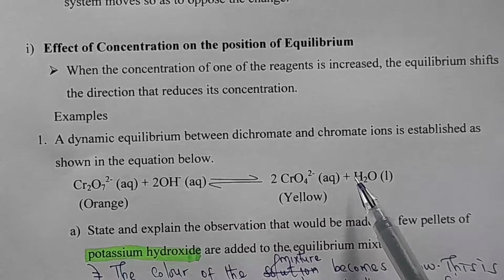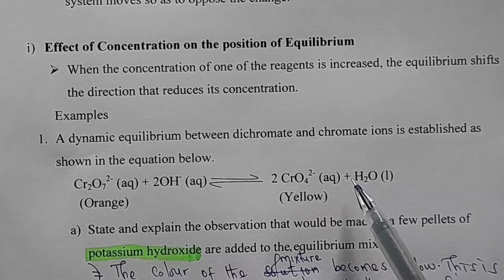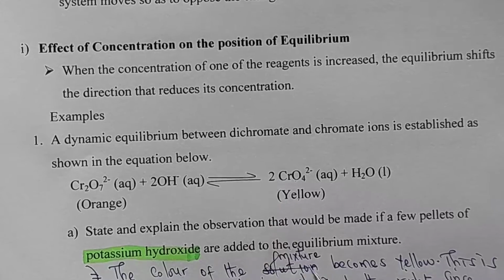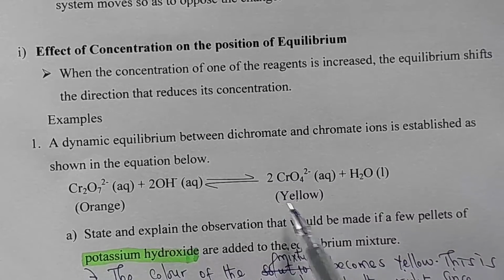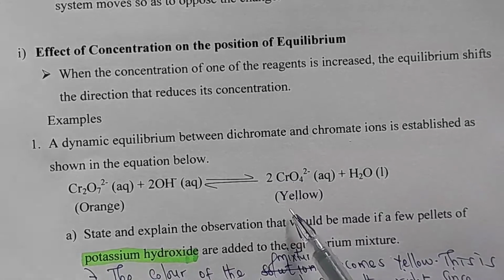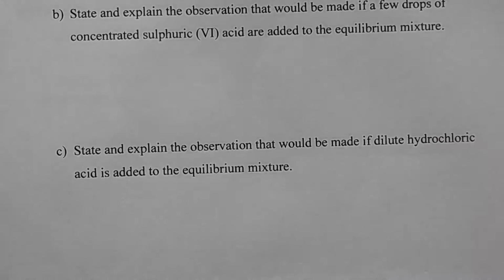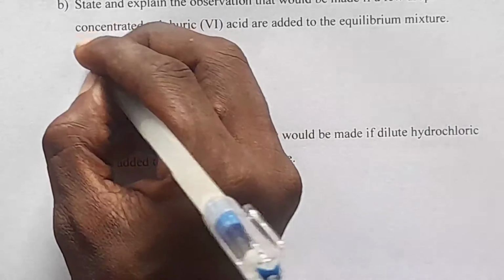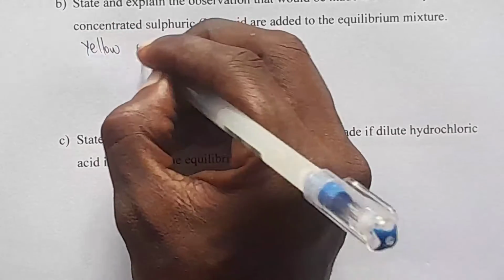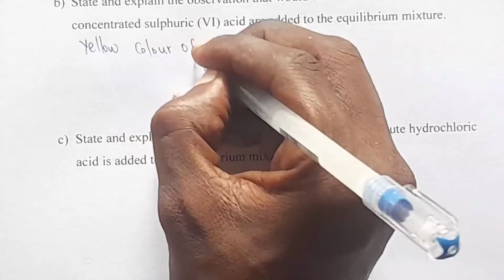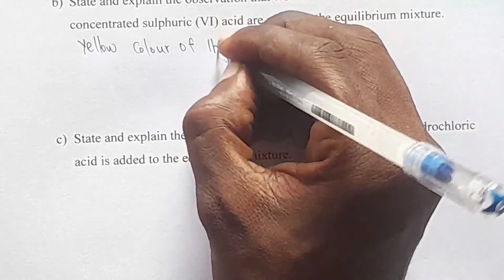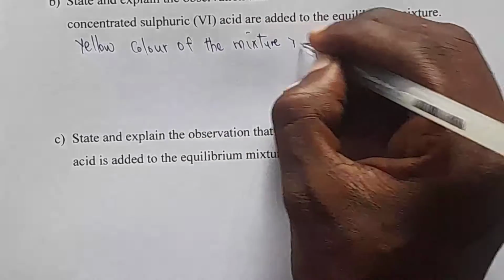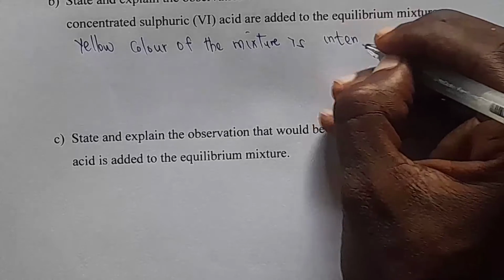So that means the equilibrium has to favor the side that water has been removed. So that means forward reaction will be favored. That means yellow color of the mixture will be the one that is intensified. So we are going to say yellow color of the mixture is intensified.